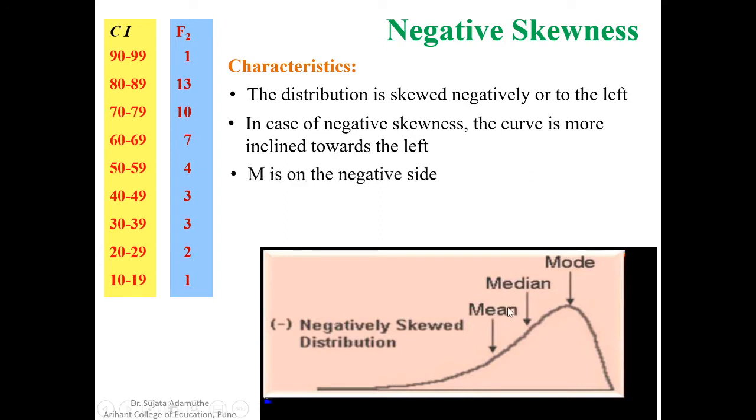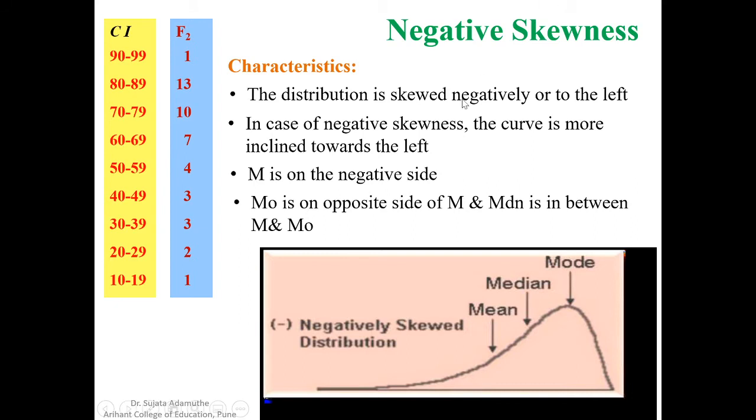Mean is on the negative side. Always when we calculate this type of distribution, the mean always comes on the negative side, and the median always comes in between the mode and mean. Mode is on the opposite side of mean, and median is in between mode and mean. Then we will see the positive skewness.